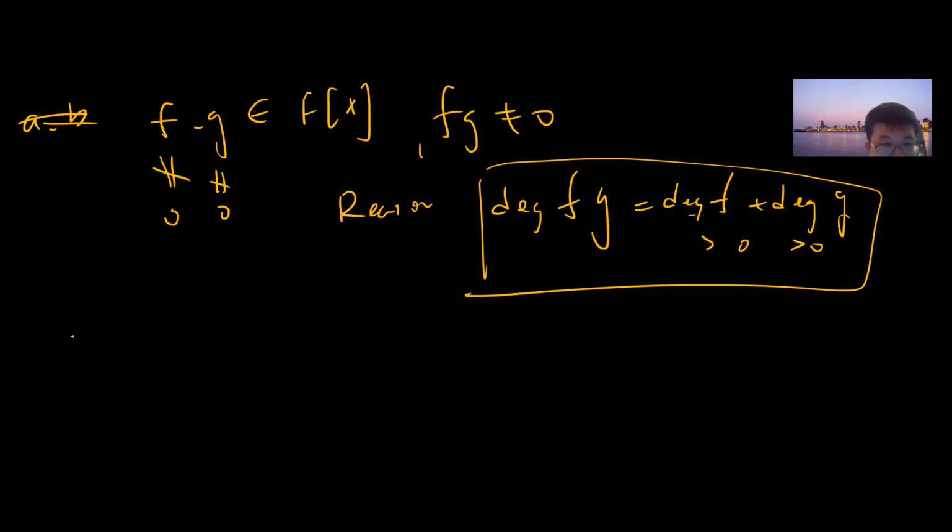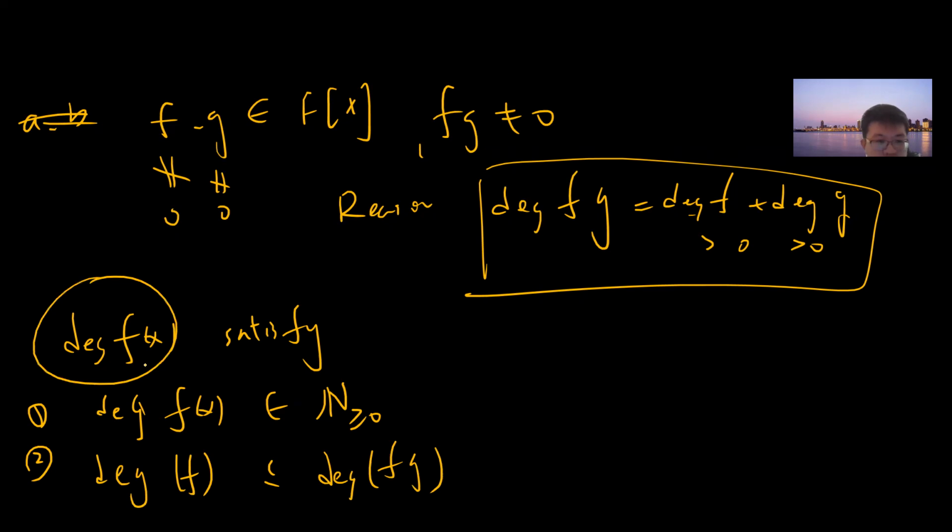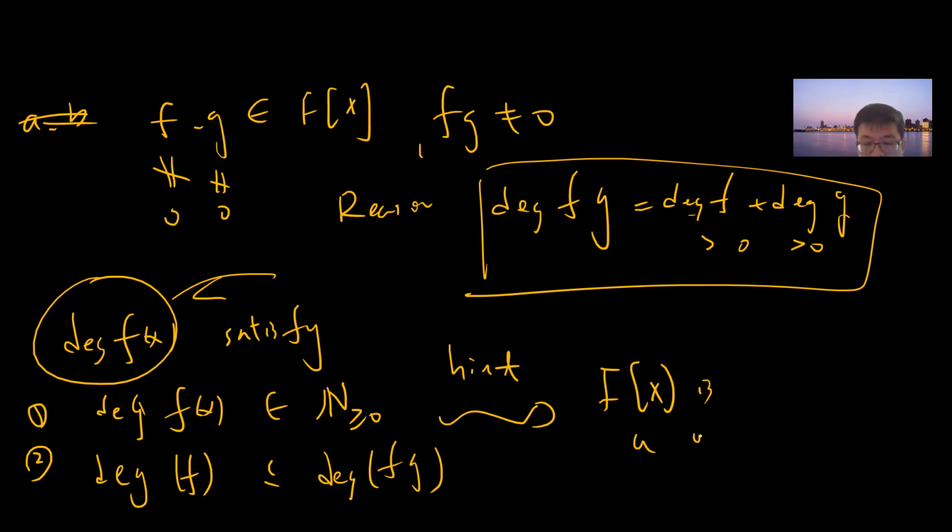So that means the degree of f(x) is an integer greater than or equal to 0. Also, degree f is less than or equal to degree fg. So it tells you that this degree should be viewed as the function of the Euclidean ring. It gives me a hint: F[x] is a Euclidean ring.